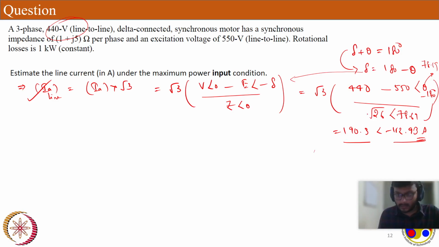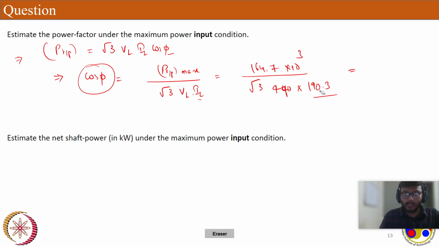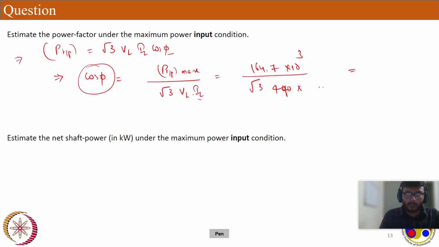So here in the calculation which we have made, sorry, I made a mistake. When I take the theta minus 180, I didn't give the bracket, so it multiplied for only theta. So the answer I'm getting is 261.14 at an angle of minus 34.14. Now take this: it's not 190.3, it's 261.14. Now if you divide 164.7, now I think it will come correct, 1.6 and 10 cube divided by root 3 multiplied by 440 multiplied by 261.14.